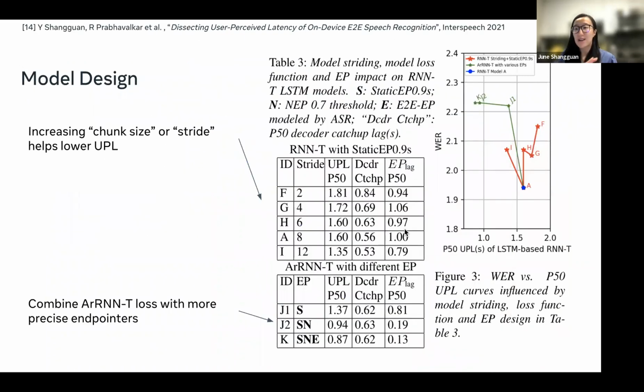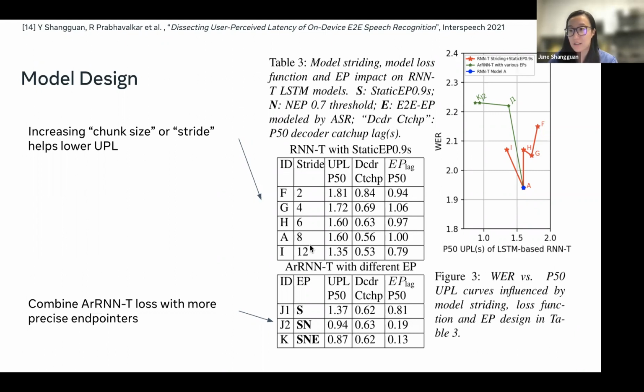And so now in this final result, we put everything together. I will walk you through it. There's a lot of dense things here. We have user perceived latency in the third column. We have the model striding in the second column, and the decoder catch up and endpointer.